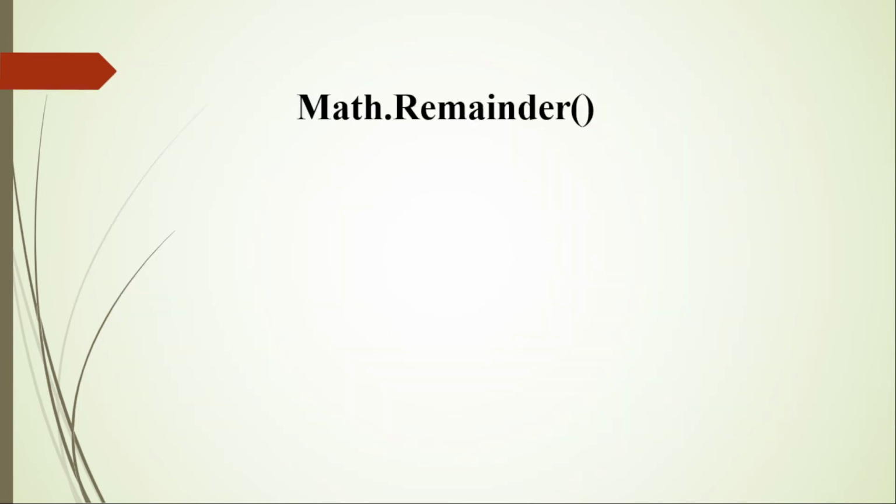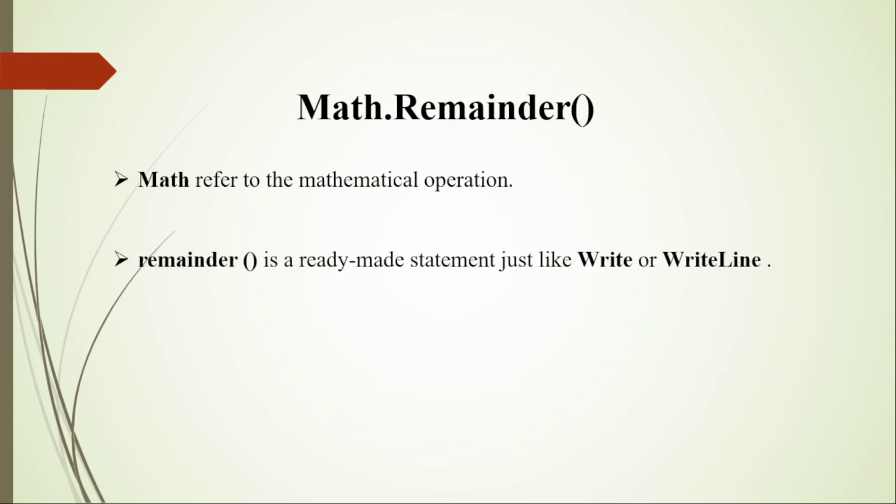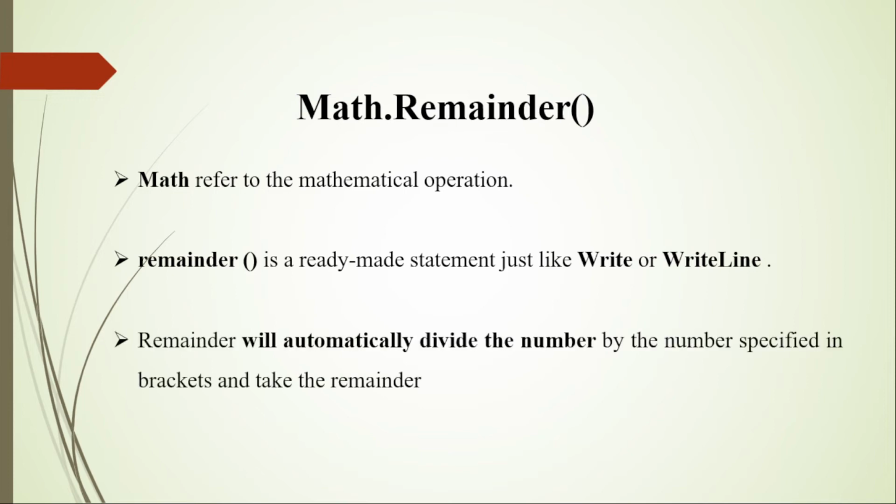Now we see the math.remainder function. Here, Math refers to the mathematical operation and Remainder is one of the ready-made statements, just like WriteLine. The remainder will automatically divide the number by the number specified in the brackets and take the remainder.